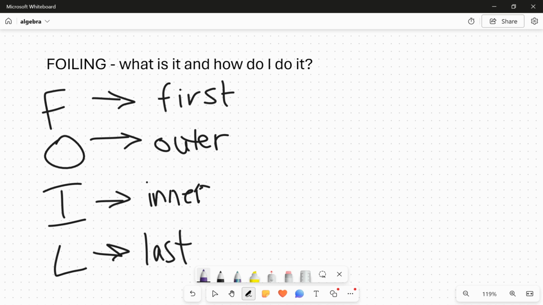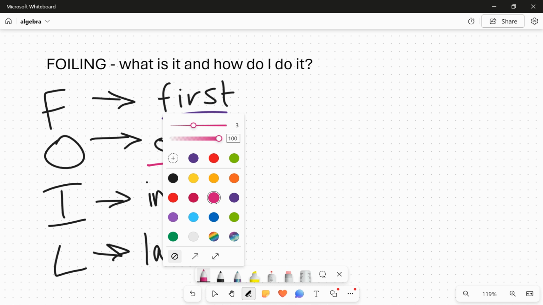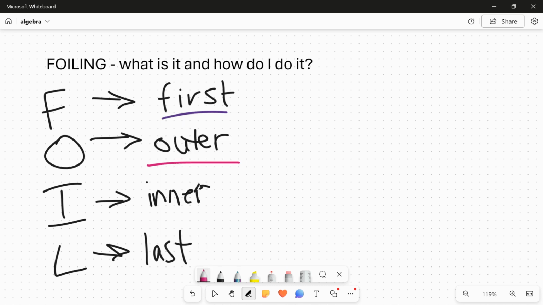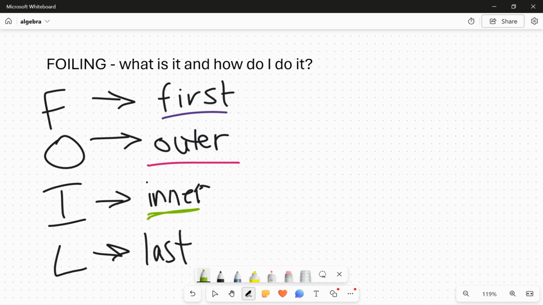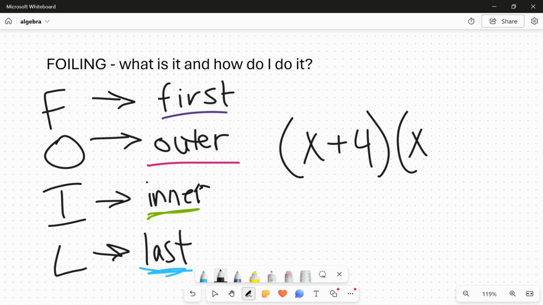It stands for something. It stands for first, it stands for outer, and then inner. I'm going to give each of these their own color, and you'll see why soon. And then last. So this is an acronym for first, outer, inner, last. Now we use FOIL when we have two groups like this, so that we must multiply.